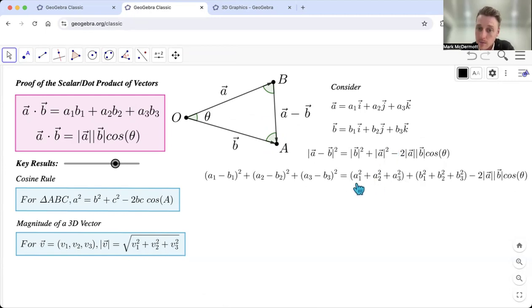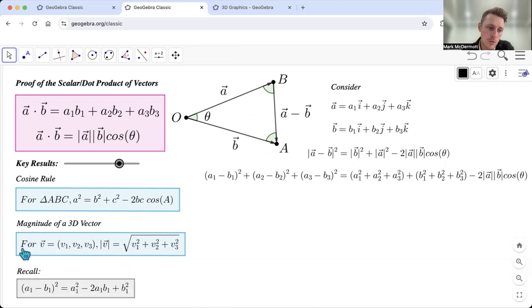But then we're squaring it. So the square root and the squared go away, and we're just left with A1 squared plus A2 squared plus A3 squared. Okay, similarly for B, the magnitude of B squared, we get this. And this stays the same, minus 2, magnitude of A, magnitude of B, cosine of the angle that's created.